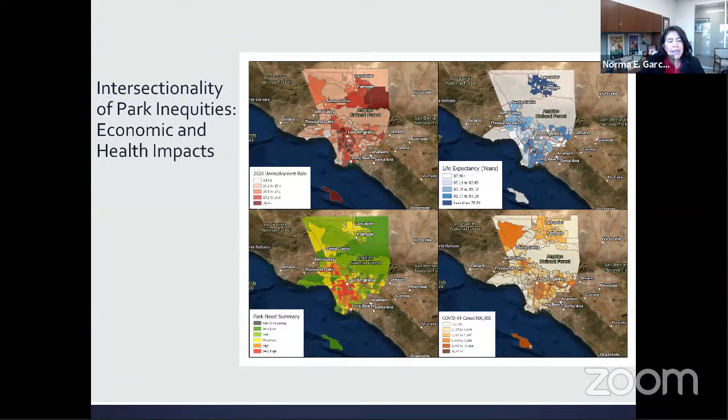Next slide. I want to talk quickly about the intersectionality of park inequities, economic impacts, and health impacts. Here is a map, and it might be too small, but we will hopefully make these slides available for the public. Really, the same communities that have been impacted by park inequities are now suffering with the highest cases of COVID-19. These communities have also suffered the highest unemployment rate because of the economy, because of COVID and before, as well as this groundbreaking study that the Prevention Institute and UCLA have guided and provided to all of us, that there is a direct correlation between access to parks and life expectancy.